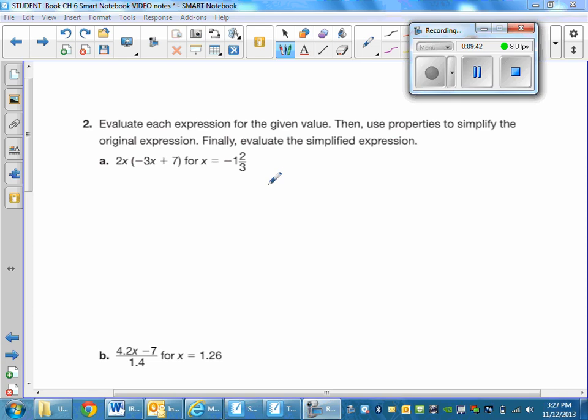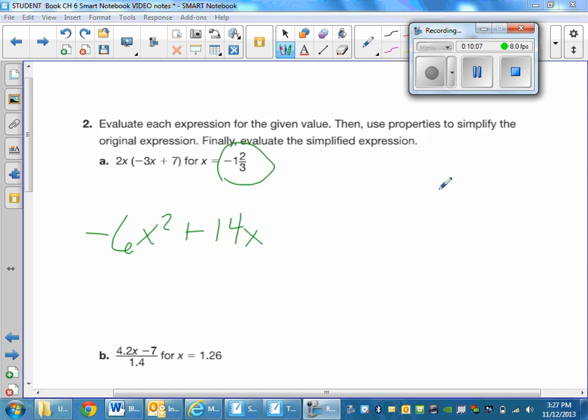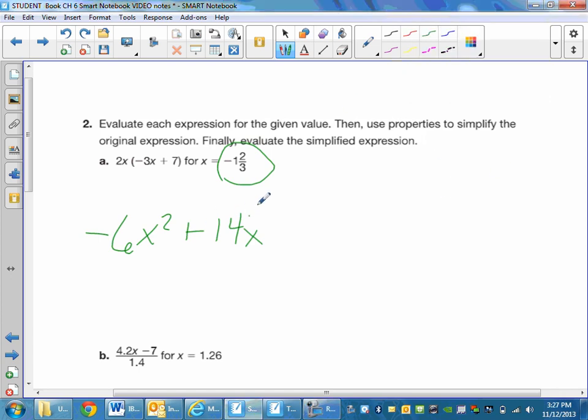All right, on the next page here, we're just plugging in kind of how we did last night for homework. So wherever there's an x, you would plug in. My suggestion would be to distribute first. So 2 times -3 is going to be -6. X times x is x squared, and then 2x times 7 is 14x. And now that you have all of that, put negative 1 2/3, so this will be times negative 1 2/3, and this will be negative 1 2/3 times negative 1 2/3, and then multiply that by a -6.